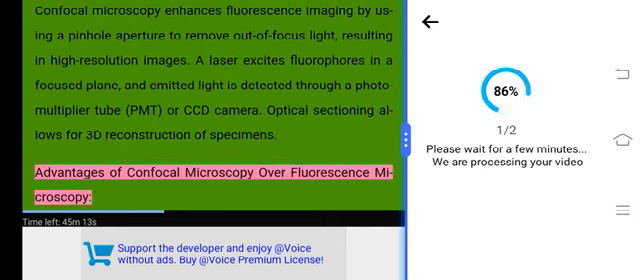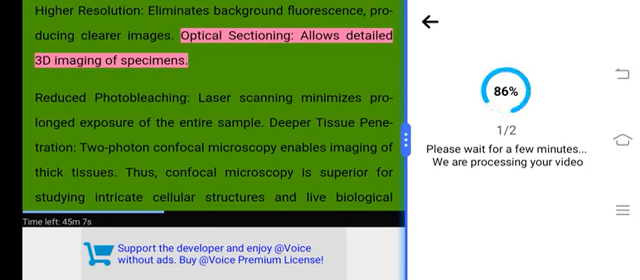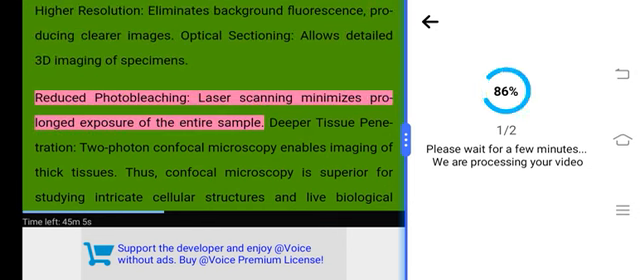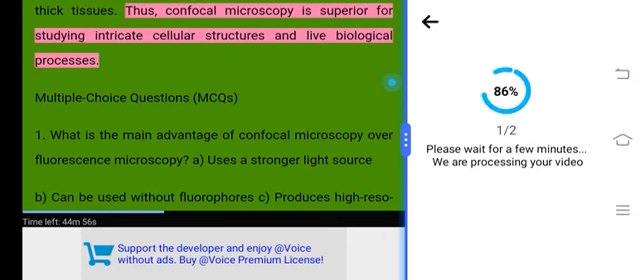Advantages of confocal microscopy over fluorescence microscopy. Higher resolution, eliminates background fluorescence, producing clearer images. Optical sectioning allows detailed 3D imaging of specimens. Reduced photobleaching, laser scanning minimizes prolonged exposure of the entire sample. Deeper tissue penetration, 2-photon confocal microscopy enables imaging of thick tissues. Thus, confocal microscopy is superior for studying intricate cellular structures and live biological processes.